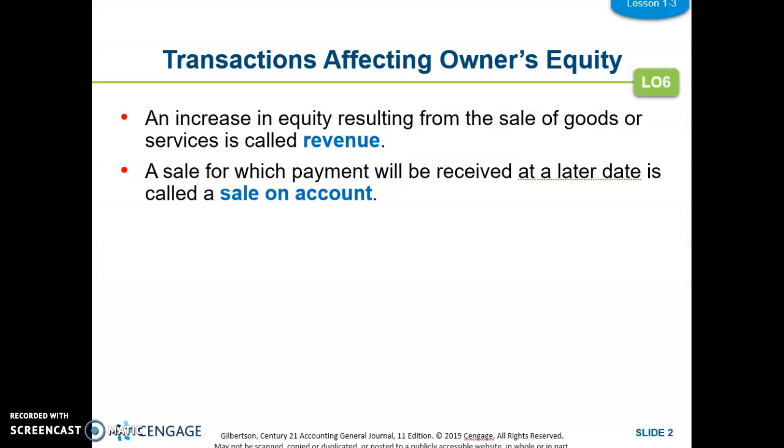Now, any increase in equity resulting from the sale of goods or service is called a revenue. You need to be making some money in order to keep your business open, whether you are selling goods or you are selling a service such as Delgado Web Services, where he is making websites for other people and performing maintenance. Now, a sale for which payment will be received at a later date is called a sale on account. Both of these are going to provide revenue for our business. It's just in one, we're going to receive cash and payment right away, and in the other one, we're going to receive our money at a later date.